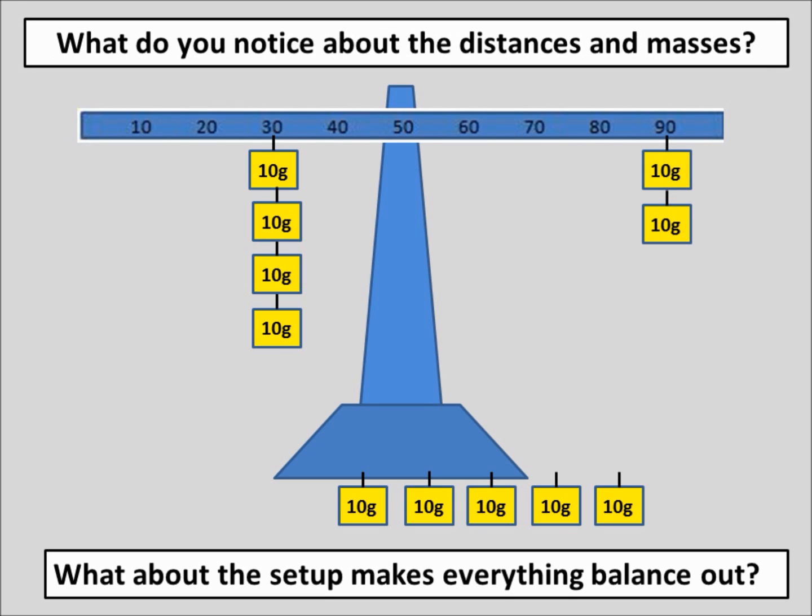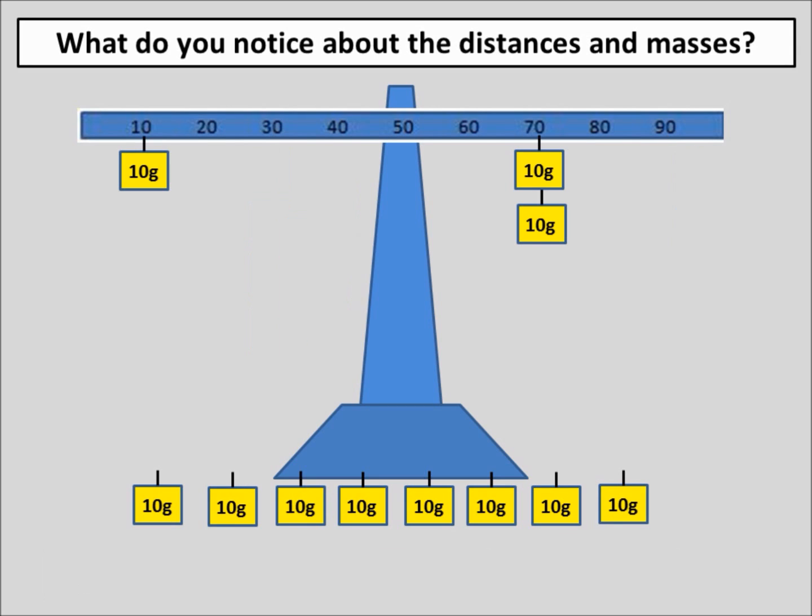What do you notice about the distances and masses? What about the setup makes everything balance out? Again, what do you notice about the distances and masses? If your observations led you to believe that the relationship of the distances and masses would cause the lever to be in balance, you are correct. What is that relationship between the distances and masses?